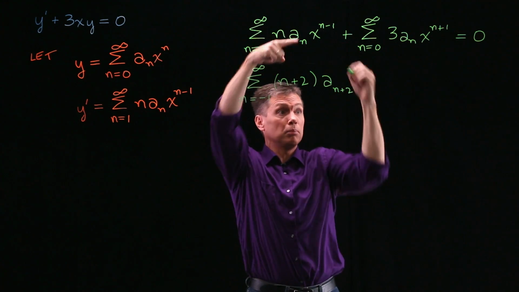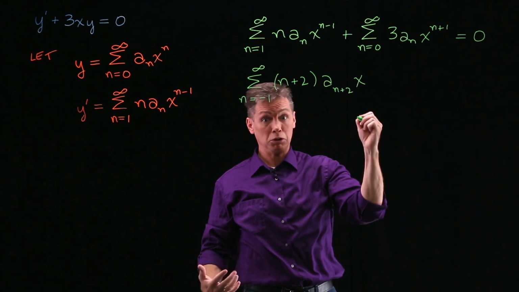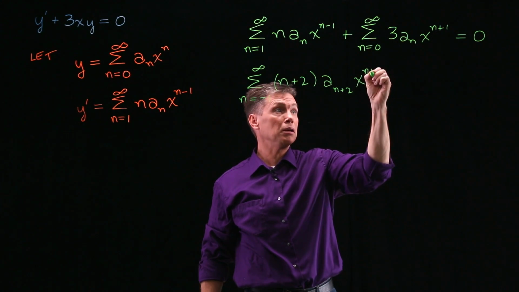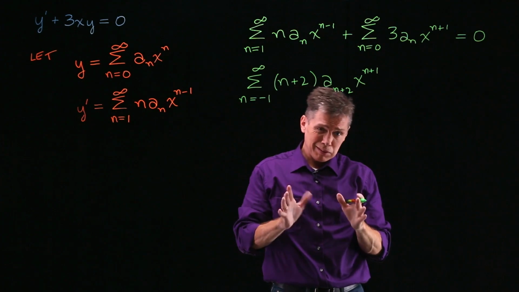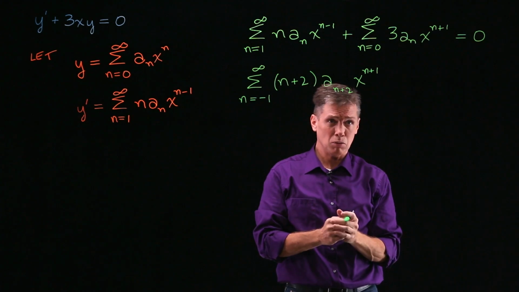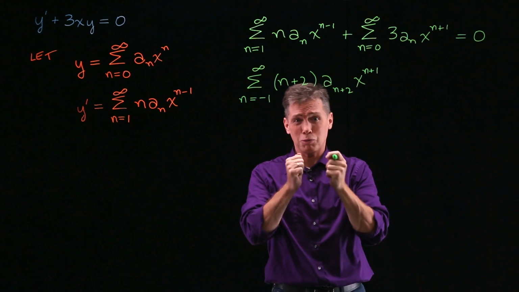And this n bumps up by 2. That's what we were shooting for. We wanted that to be n plus 1 in the exponent. Okay, good. So a little bit, like I said, not tricky, but make sure you catch what we did.